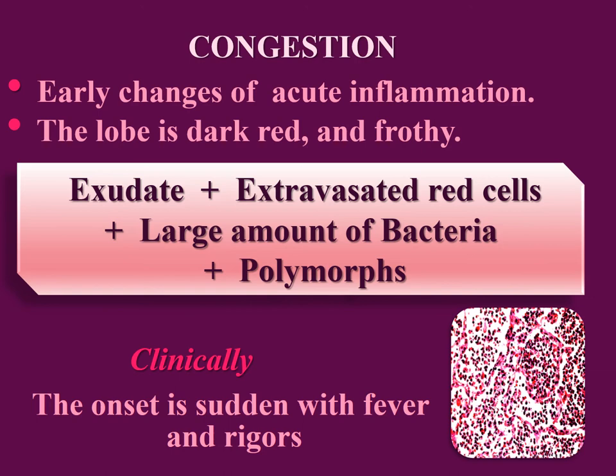Alveolar septa and spaces are filled with serous exudate containing polymorphs and a large number of bacteria. Alveoli are airless, and exudate immediately extends throughout the lobe by alveolar pores. Lymph vessels are also congested.